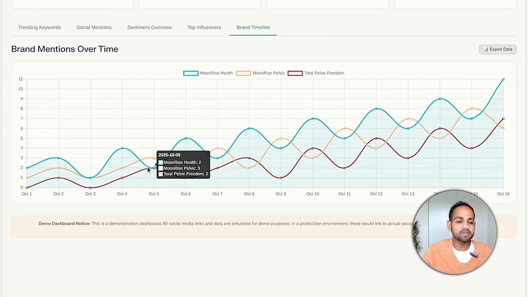This used to cost thousands of dollars. Now it's literally free. This is my first use case, to use Perplexity Labs to understand what's going on with your brand, how people are talking about it. Let's go to use case number 2.